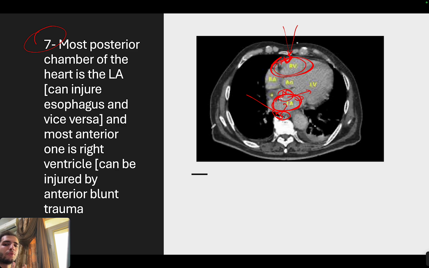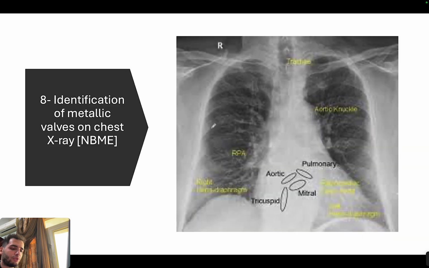And this is helpful in diagnosing some kind of endocarditis, okay? So just know these locations here. Another important location is the location of metallic valves on chest X-ray. Now I don't know why you need to know that, but I have seen it asked multiple times on the NBMEs. So somehow if you can pull it up and remember the 4 of them, then it would be useful for you.